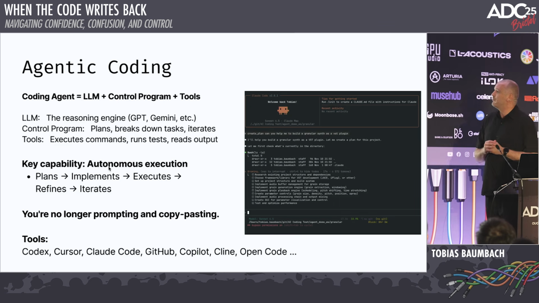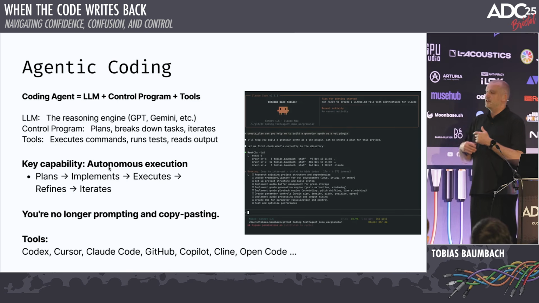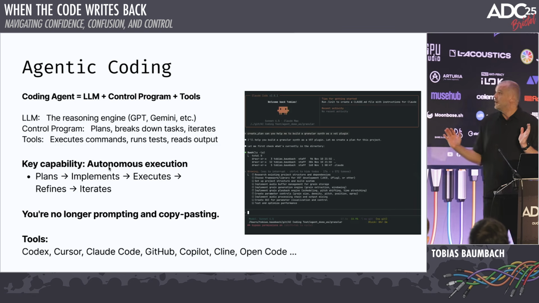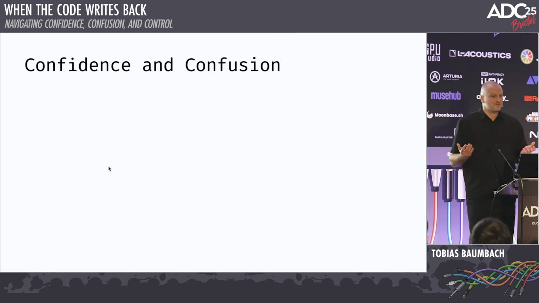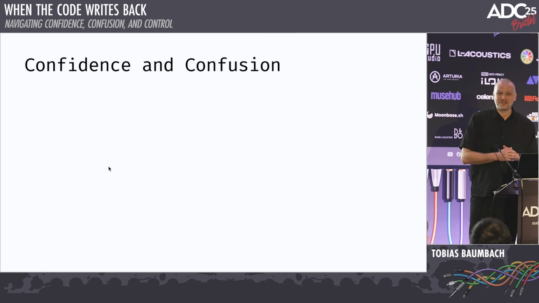But what they all have in common, besides the letter C, is the autonomous execution. So really the capability of making this kind of to-do plans, implementing it, then building it, executing it, and depending on the result, then also being able to refine it. So it's super powerful when it works. The problem is, in reality, just due to the nature of LLMs, it doesn't work all the time. And you should be able to realize when it doesn't.